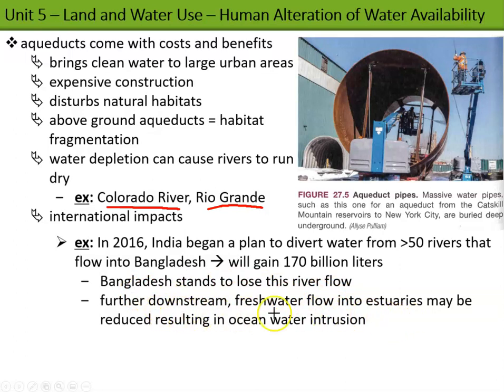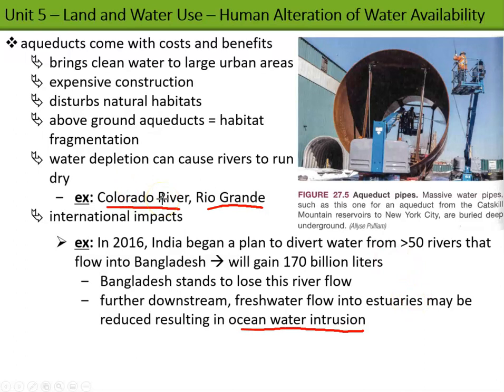And further downstream, also, the freshwater flow into estuaries may be reduced. And because of this, you can have ocean water intrusion into these estuaries because the pressure coming from the freshwater flowing out from the river into the estuary is going to be greatly reduced. And so obviously Bangladesh is not thrilled with this project. And so these are issues that come up with water diversion.